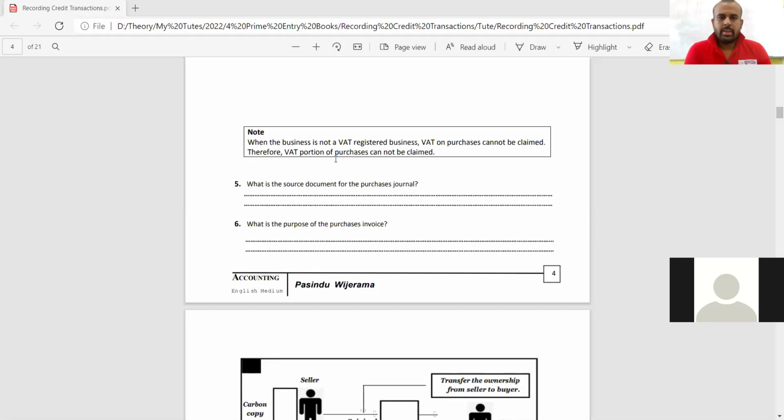It says note. When the business is not a VAT registered business, VAT on purchases cannot be claimed. Therefore, VAT portion cannot be claimed, right? VAT on purchases cannot be claimed. Therefore, VAT on purchases cannot be separately identified.